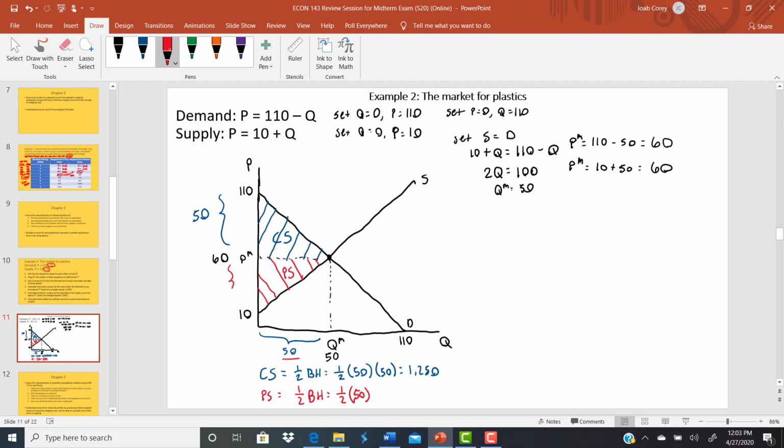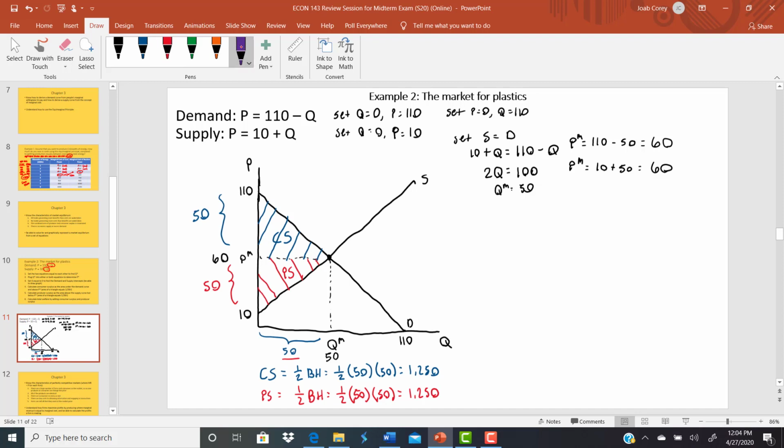And then the height of that triangle is the difference between the equilibrium price of 60 and that supply choke price where we set Q equal to 0, and that supply curve originated at 10. So 50 is what we're looking at here. So it's 1/2 of 2,500, or 1,250 as our producer surplus. Now, they certainly don't always have to be equal. In fact, they usually aren't, but in this case, it turned out to be the case.